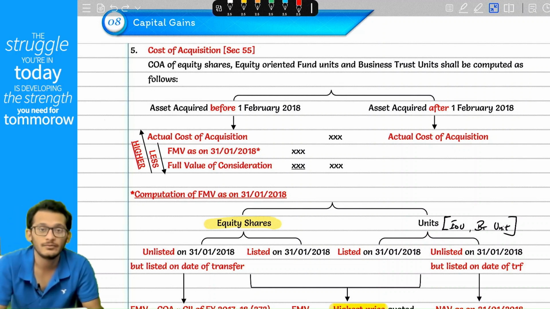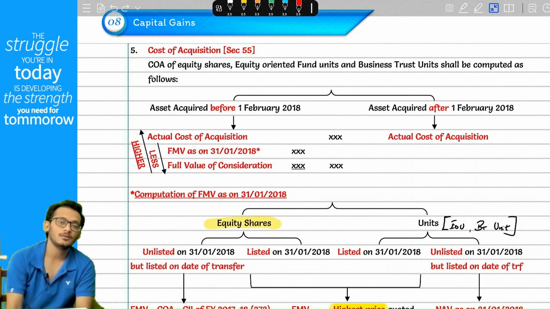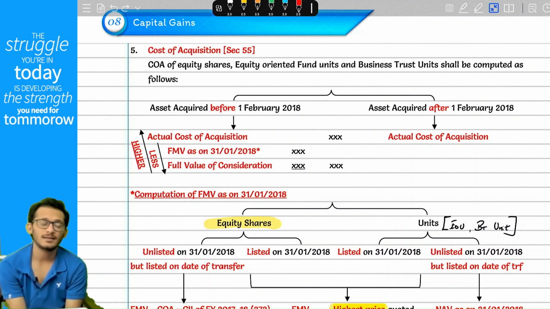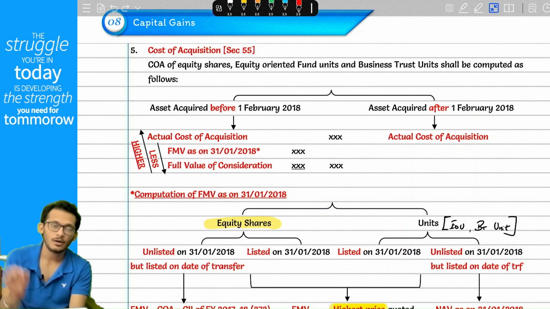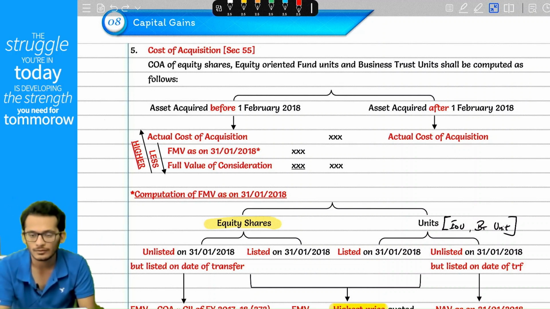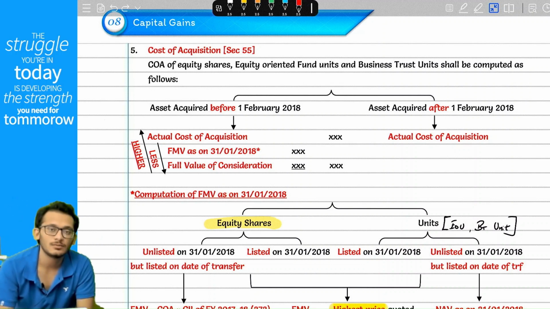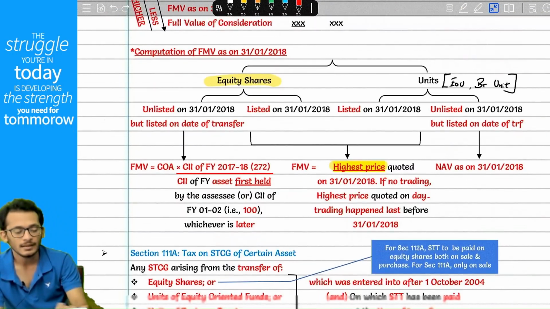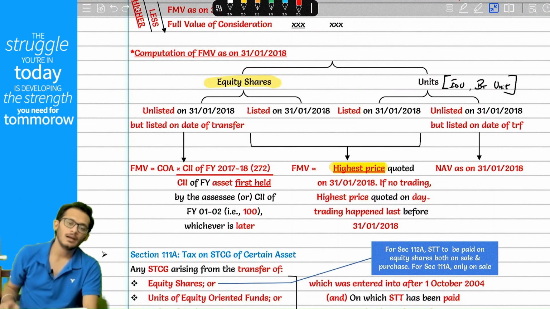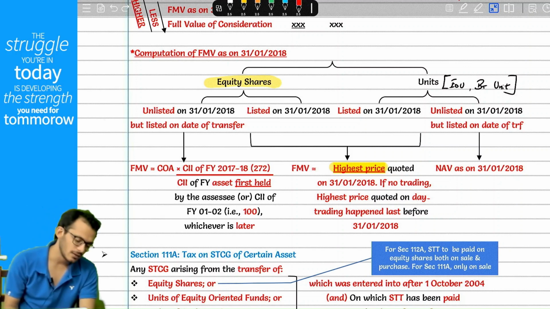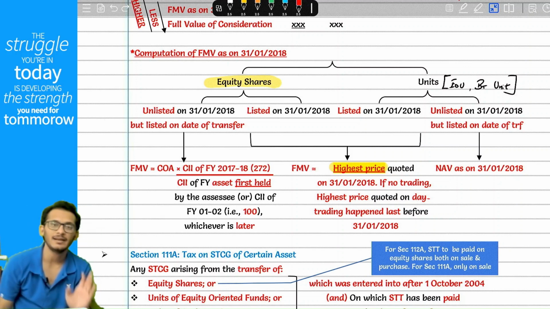Now, how to find out the FMV, Rahul? The question asks how to find out FMV. You have to ask whether the asset was listed on 31st January 2018 or not. If the asset was listed on 31st January 2018, then you have to take the highest price quoted on that date, or if the asset was not quoted on that day, the highest price on the previous date.